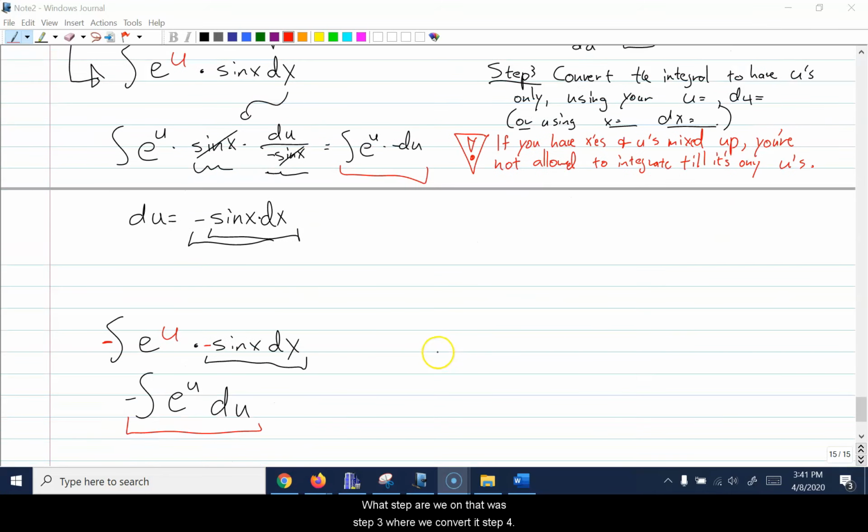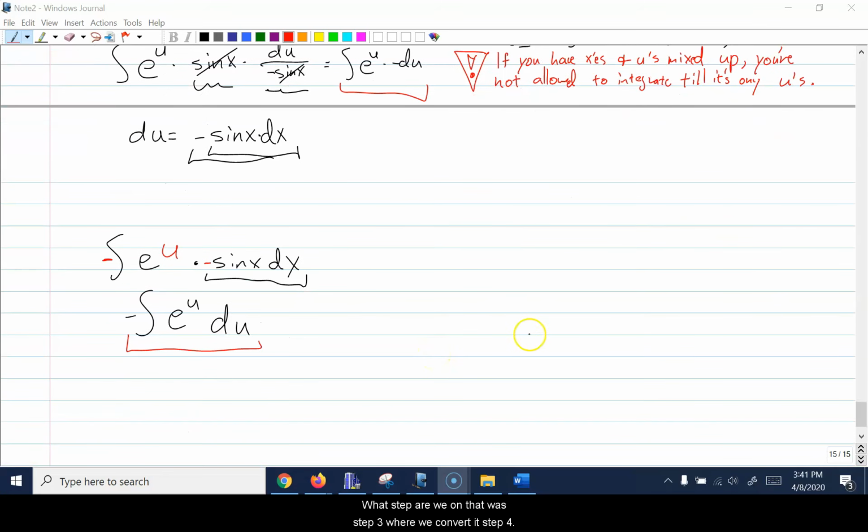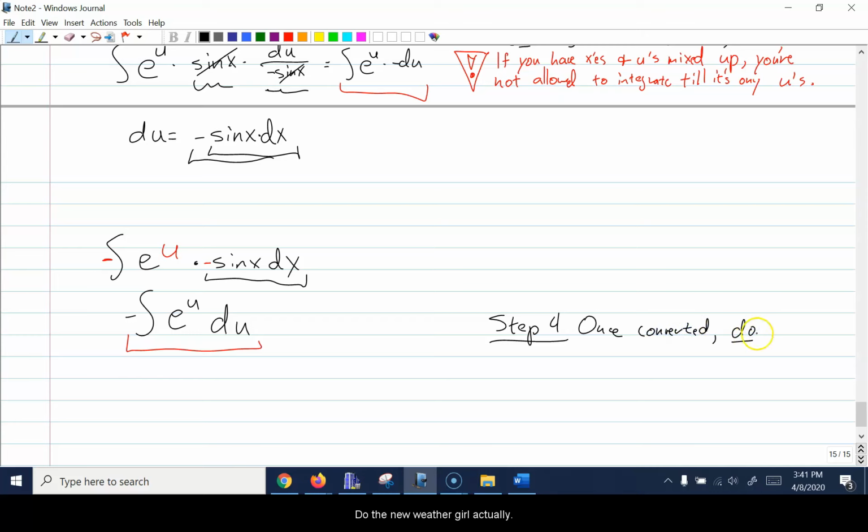So what step were we on? That was step 3, where we convert it. Step 4. Once converted, do the new integral. Actually, I'm skipping what I think of as an important step. Once converted, is this problem easier?